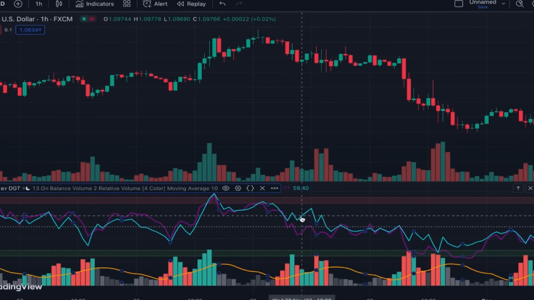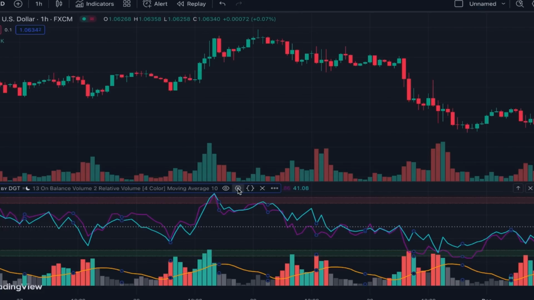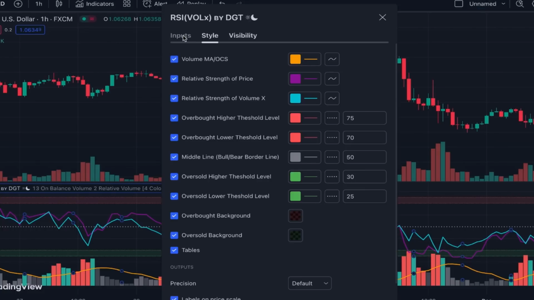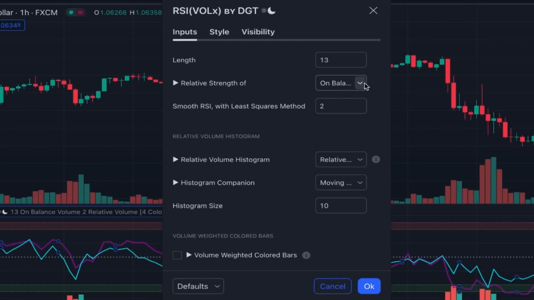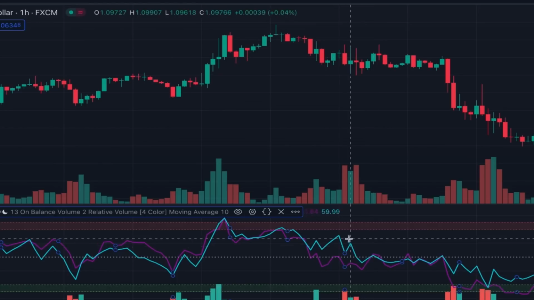Alright, we have also this blue line here, which is RSI of a volume indicator. RSI concept is applied to a volume indicator. Here in the settings of the indicator, here in the inputs tab, you can see that it's set on on balance volume by default. And there are also 4 other volume indicators that you can choose. So this blue line that you see here is OBV, but the RSI concept is applied to it. So it became an oscillator moving in this range, just similar to RSI.